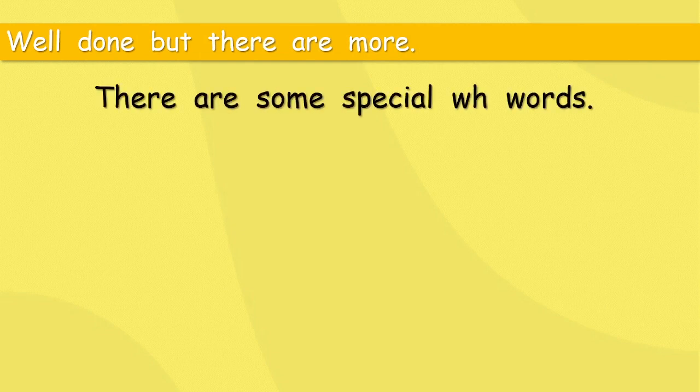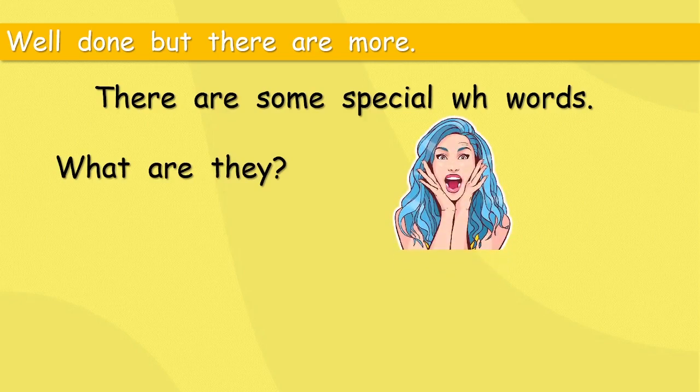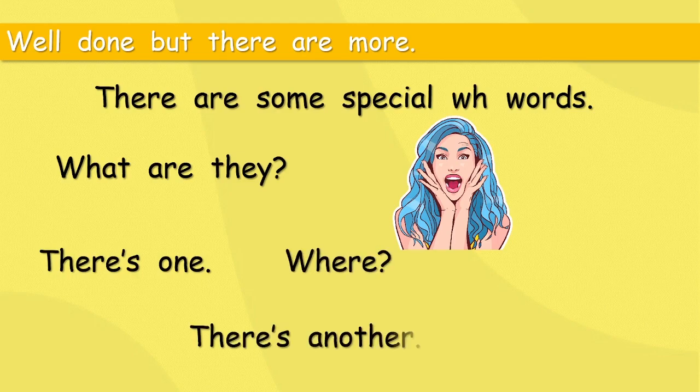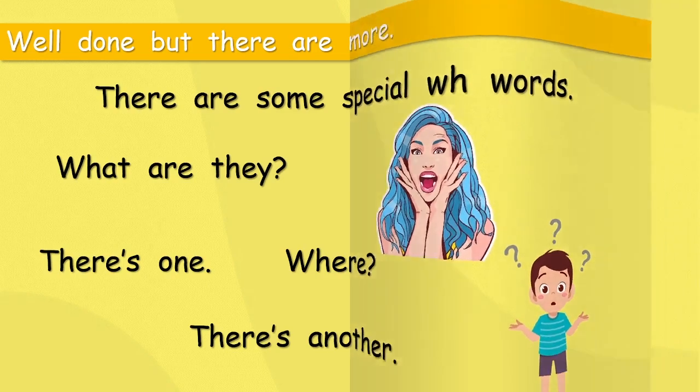There are some special W words. What are they? Oh, yeah, right. There's one. What? Where? There's another. Where? What? Where? Look again. What? Where? They are quite special W words. What kind of words are they? Some question words.